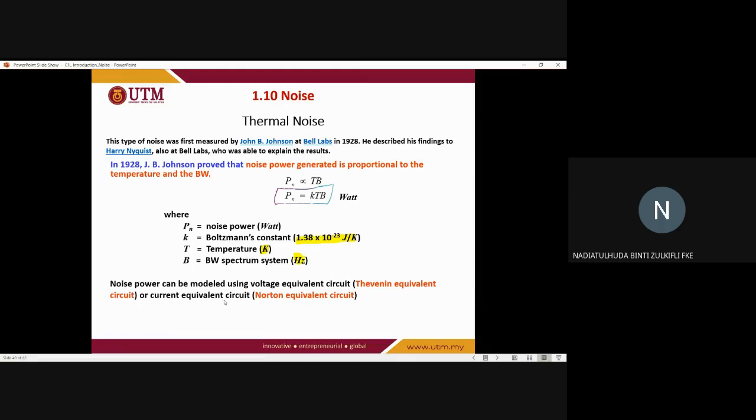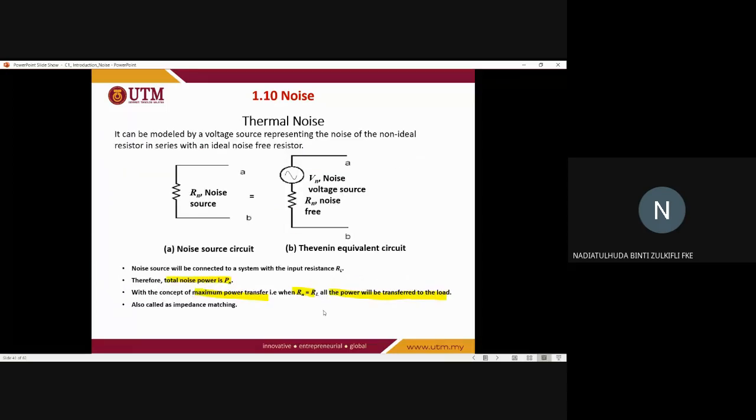So this noise can be modeled using Thevenin or Norton equivalent circuit. These circuits you have already learned in your circuit theory, right? We can model it by having a voltage source that represents the source of our noise voltage, connected in series with an ideal noise-free resistor. So this is Rn, originally our noise source, and we represent it by using Vn, the noise voltage source, connected to the noise-free resistor.